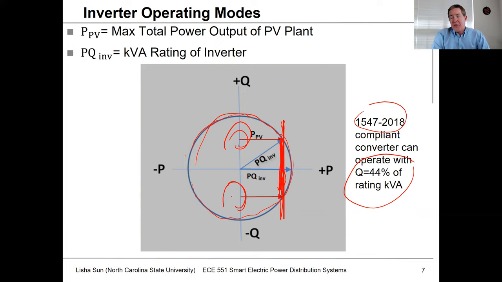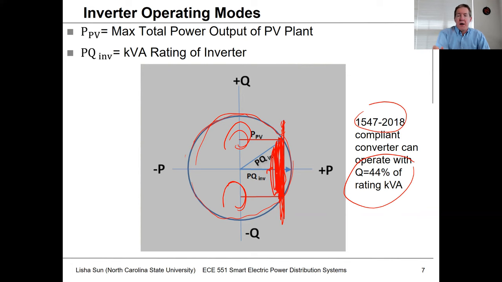And that's assuming that you're operating at full sun output, right? Obviously, if you don't have enough sun to drive the full rating of the array, you're going to be operating below, to the left of this line. I'm just saying at full power output, you'd be operating somewhere right in here. Okay.